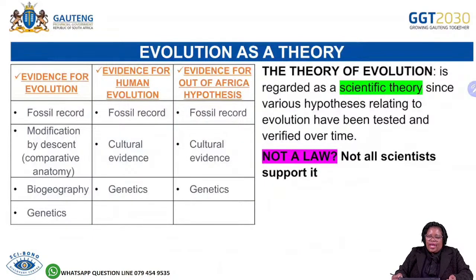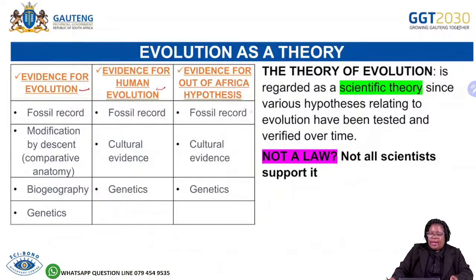Now we are going to look at evolution as a theory. What we're going to look at here, we're going to look at evidence for evolution. We're going to look at evidence for human evolution. We're going to look at evidence for out of Africa hypothesis.